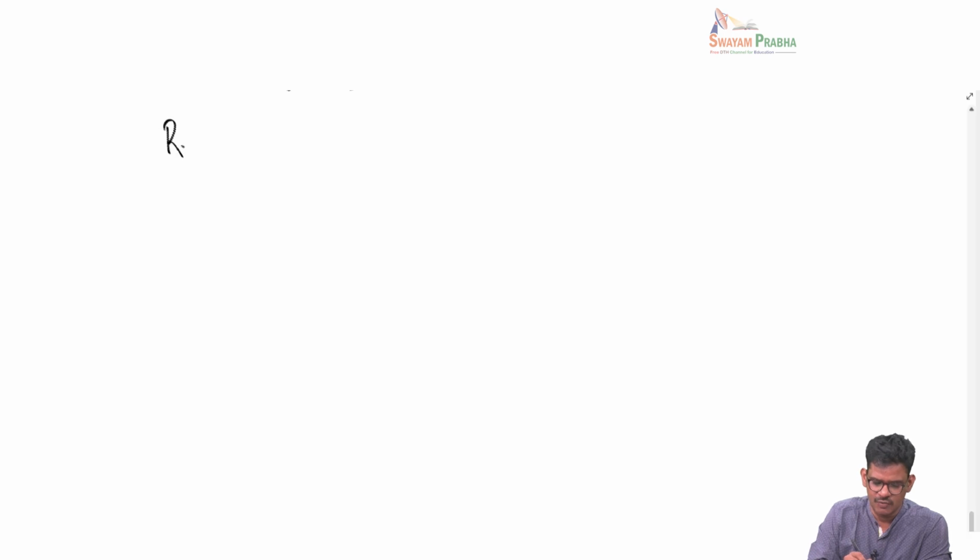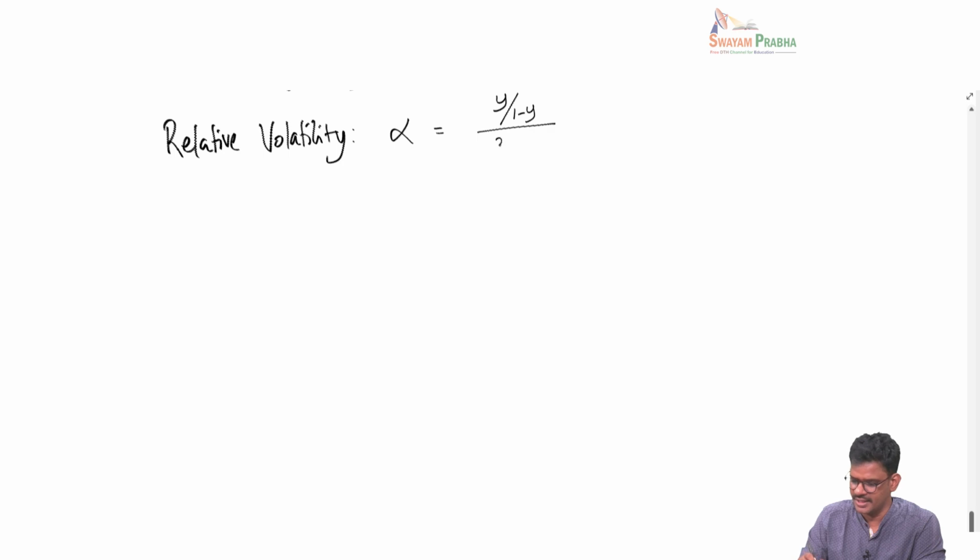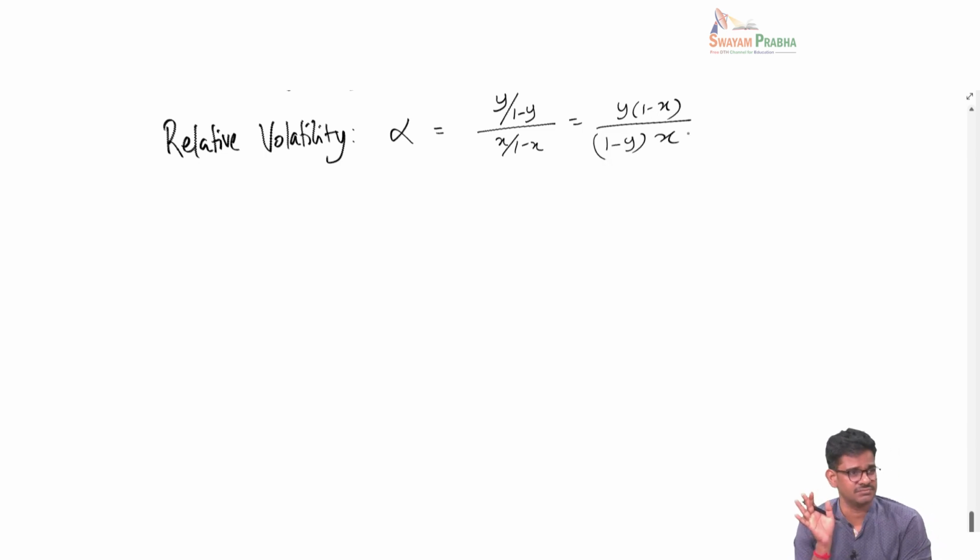Okay, so we are going another level of simplification, and we are going to start with the relative volatility. It is denoted by the symbol alpha. It is defined as y by 1 minus y over x by 1 minus x, which is nothing but y times 1 minus x over 1 minus y times x. Okay, so this is a definition. This is an arbitrary definition. Nothing sacrosanct about this, and this is very widely used in the context of distillation.